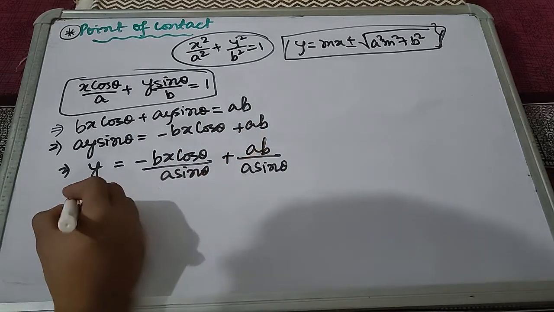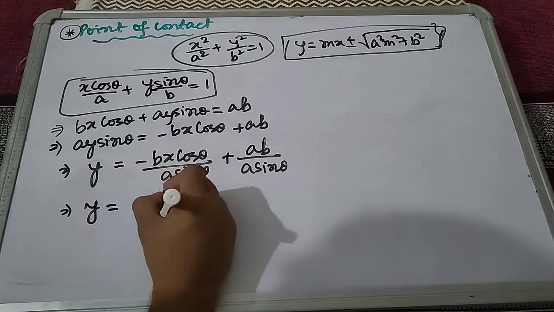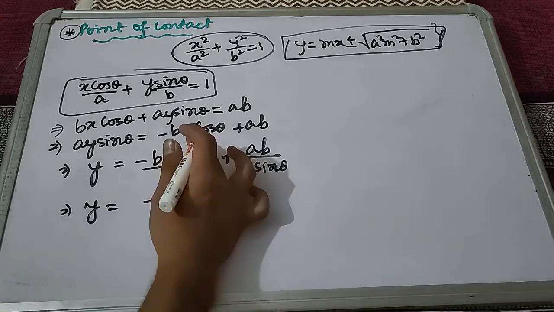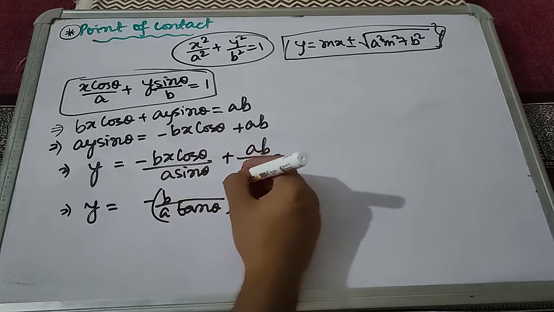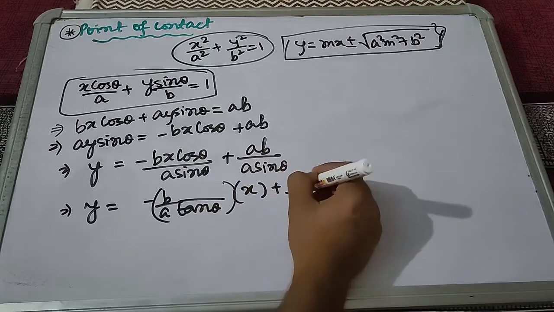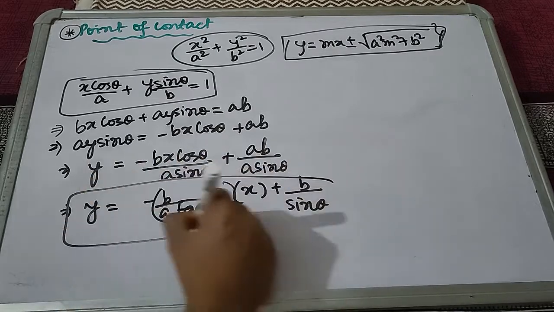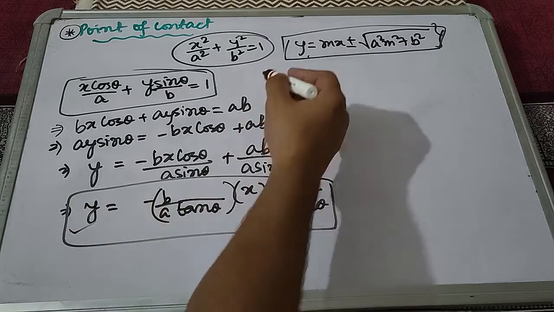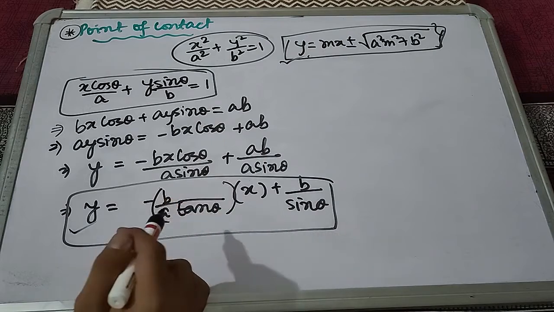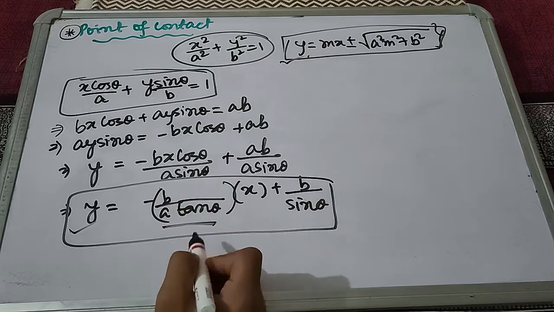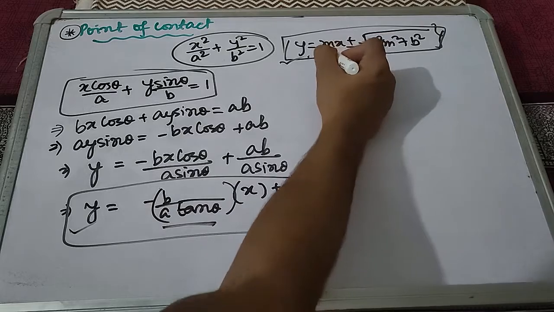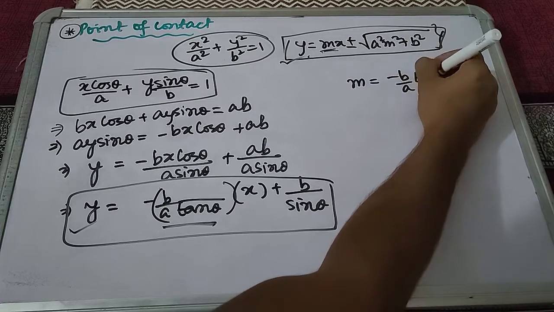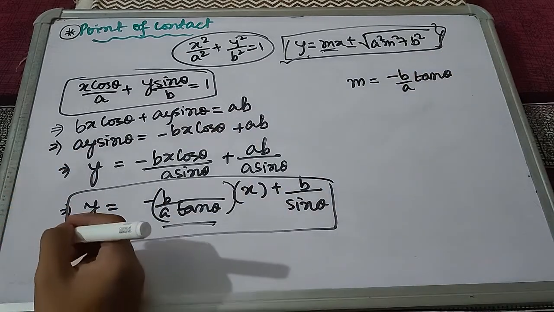So this becomes y equals minus of b by a tan theta in the denominator, because this is cot theta, into x plus b by sin theta. This is y and this is y. Okay. So if this side is y, this side is y, therefore we can compare both the equations, right? The coefficient of x over here is minus b by a tan theta, and the coefficient over here is m. Therefore m equals minus b by a tan theta, correct?